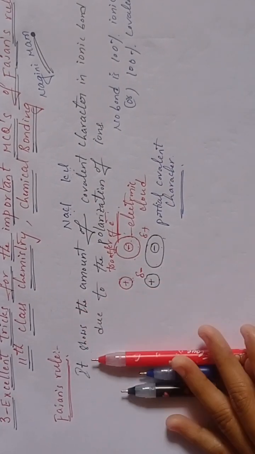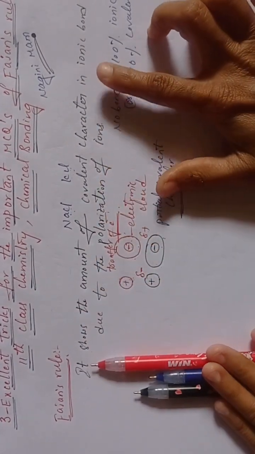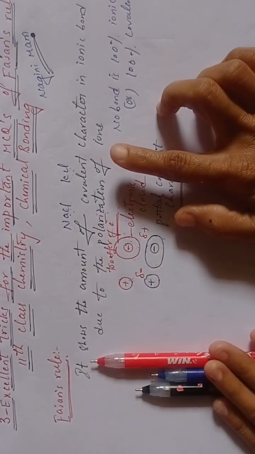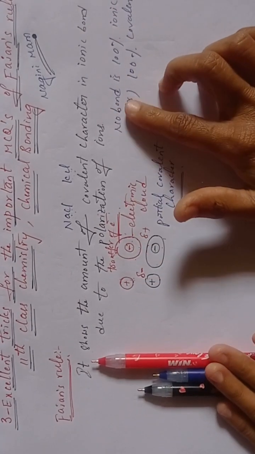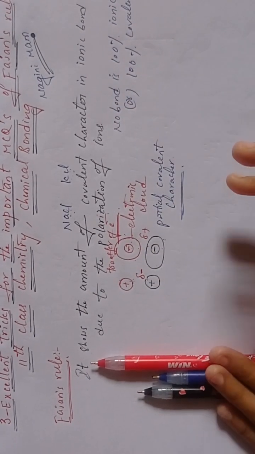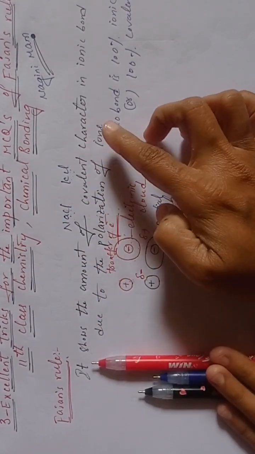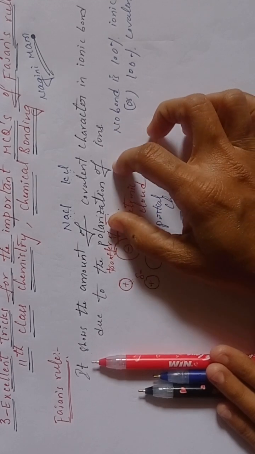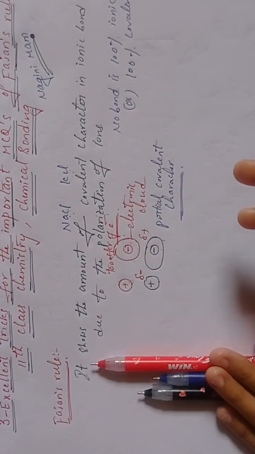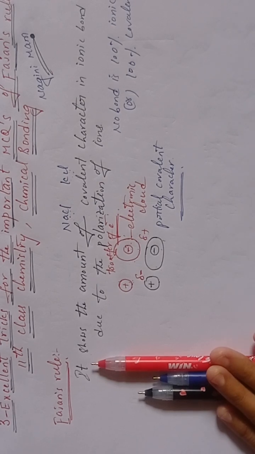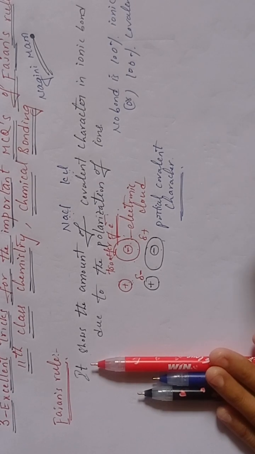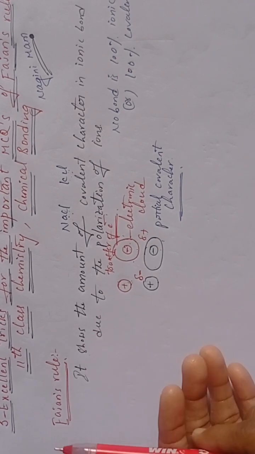Now, what is the Fajan's rule? It shows the amount of covalent character in an ionic bond due to the polarization of ions. So the ionic compound is showing covalent character, students, due to the polarization of ions. What is meant by polarization? The distortion of electronic cloud of anion towards cation.